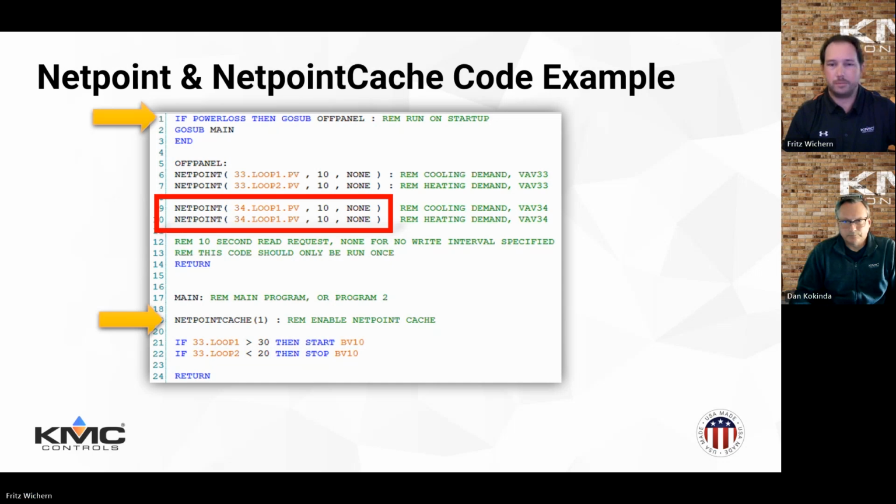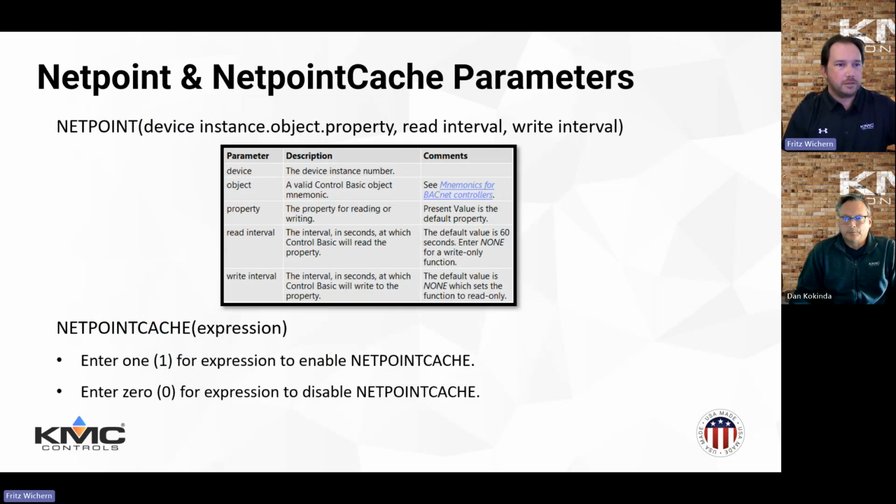Okay. All right. So here we're actually going to look at the breakdown of the syntax for that NetPoint. It starts off same as the others. You've got a device instance. Next, you're going to look at your object property, whatever you want to look at, whether it's the present value of your loop 1 or loop 2. If you want to look at an analog value, a binary variable, whatever it may be.